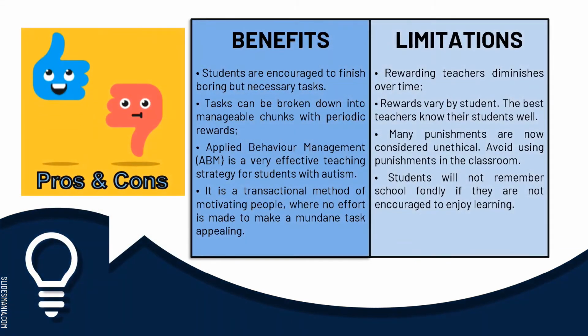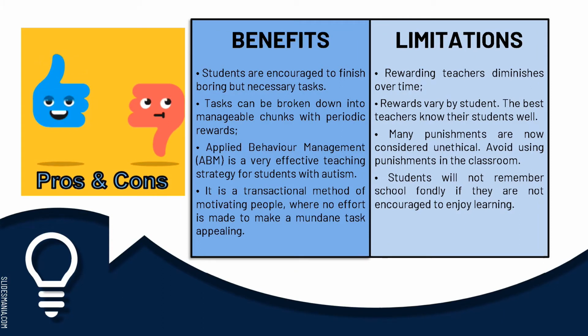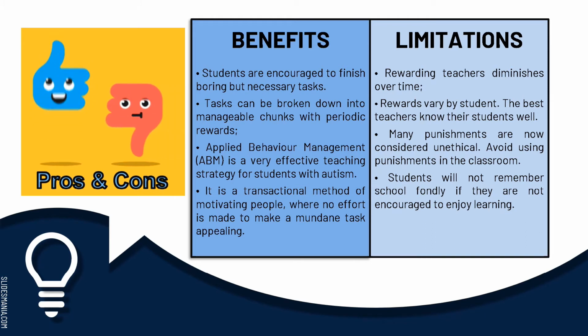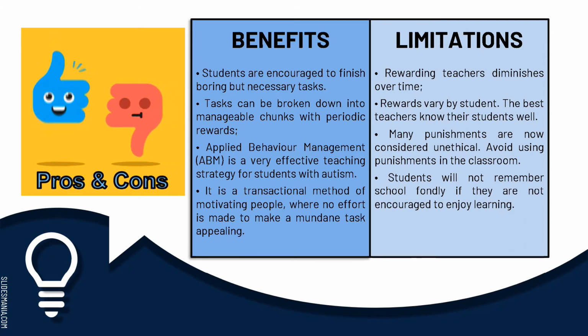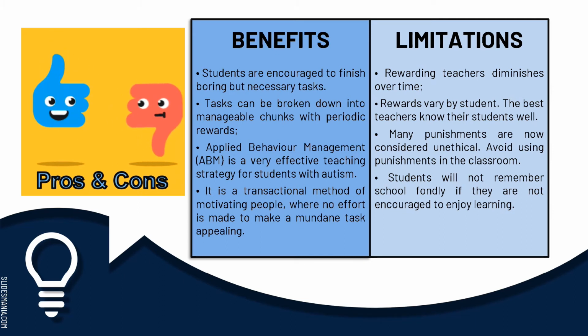There are also pros and cons in extrinsic motivation, and here are some of the benefits. Students find encouragement to complete tasks that are uninteresting yet necessary. Tasks can be split into regular, manageable intervals with rewards provided intermittently throughout the process. It can be very effective, especially for students with autism, via the applied behavior management strategy of teaching. It is a transactional way to motivate people, where there is no pretense about trying to make an uninteresting task appear interesting.